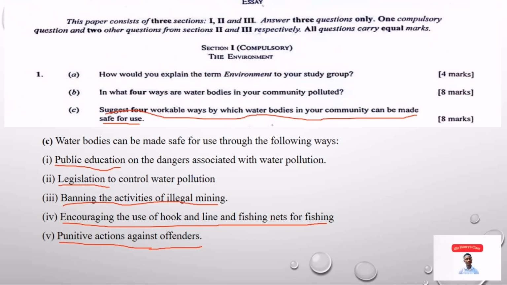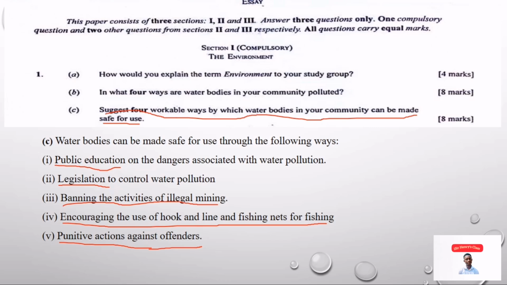human use. So basically talking about ways by which we can prevent or control pollution, or make water bodies safe for human use. 1, we can talk about public education. We should educate the public on the dangers associated with water pollution. And the dangers include destruction to aquatic life, the contraction of waterborne diseases, and so on. When we sensitize the people on this, they would be cautioned and they would refrain from this act.